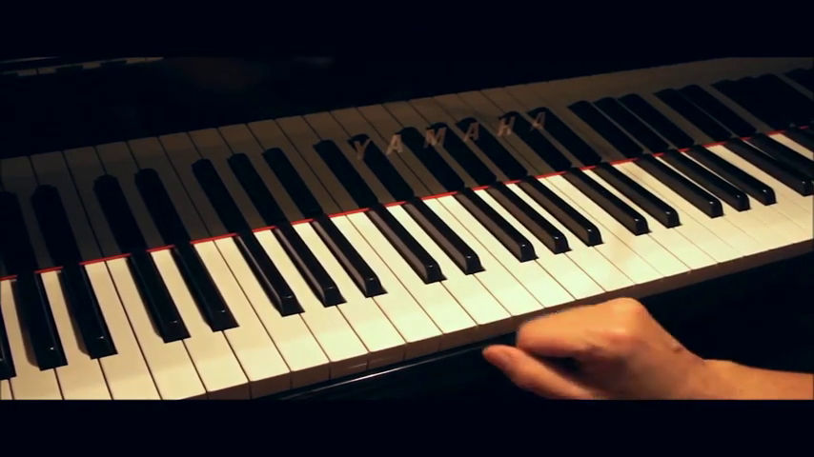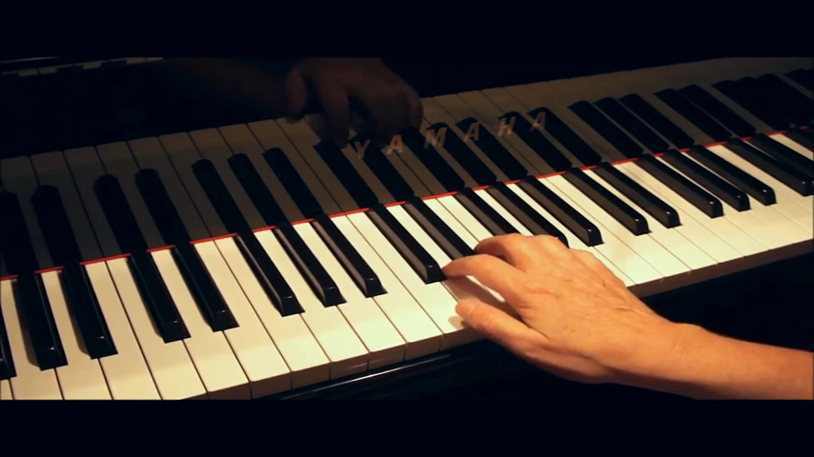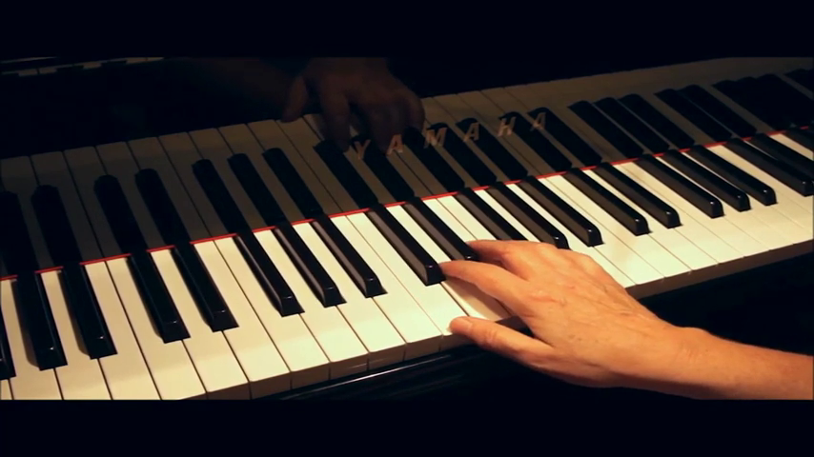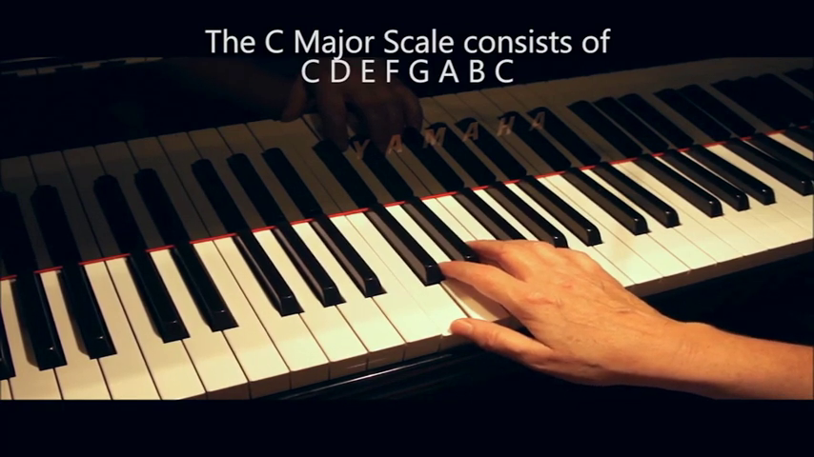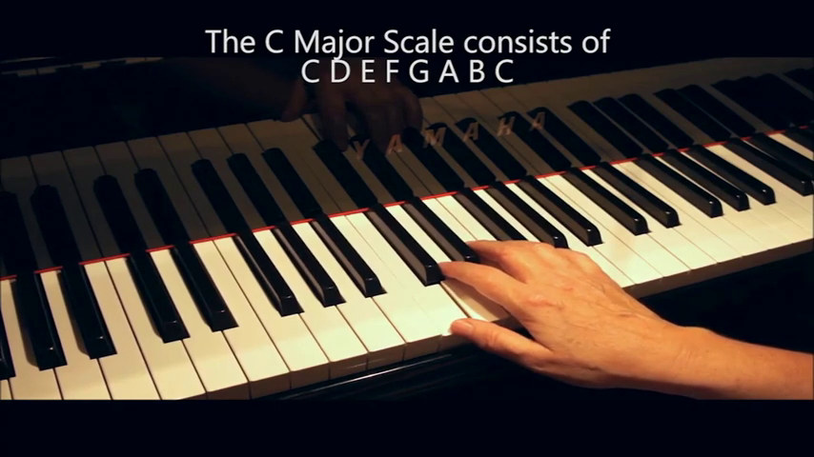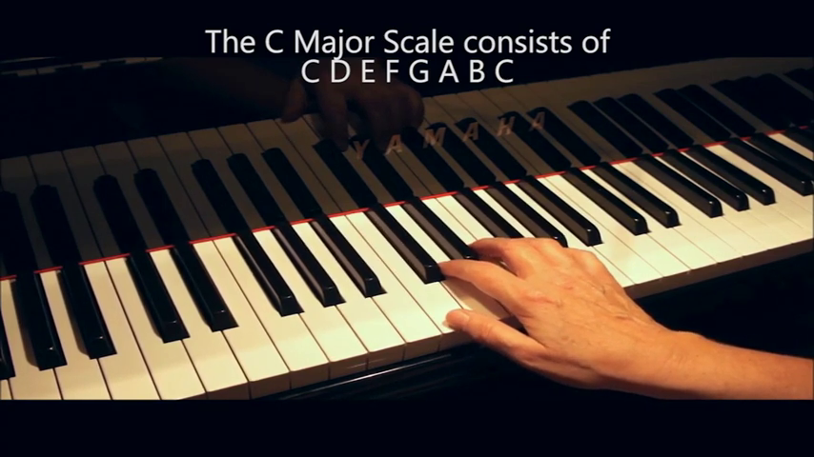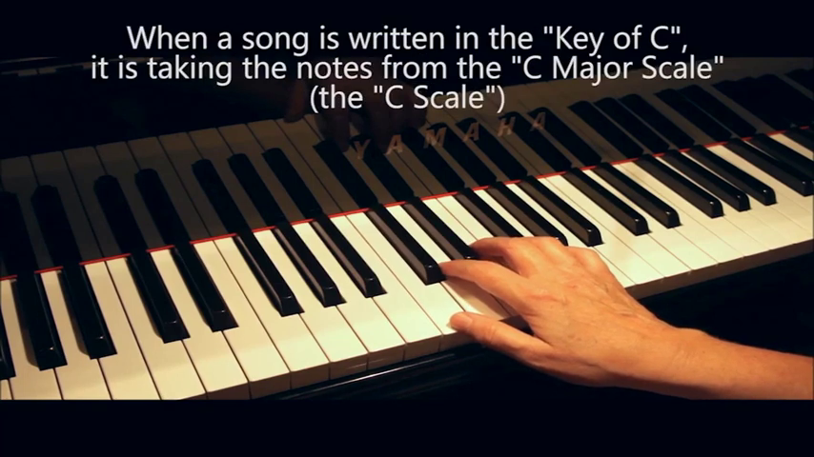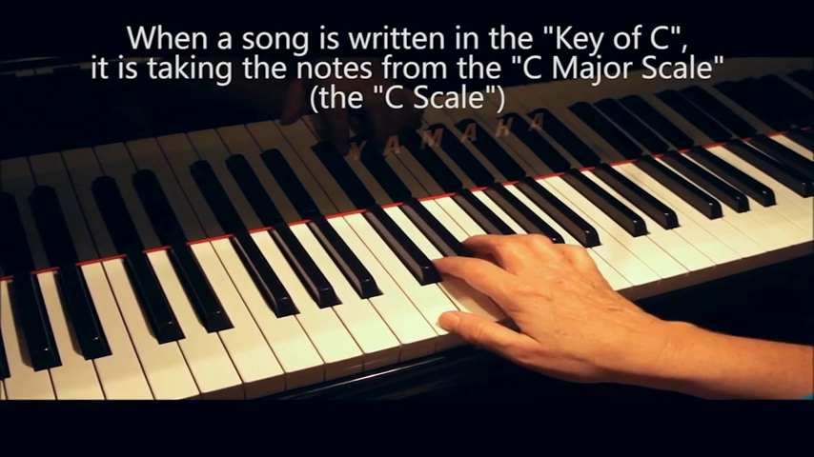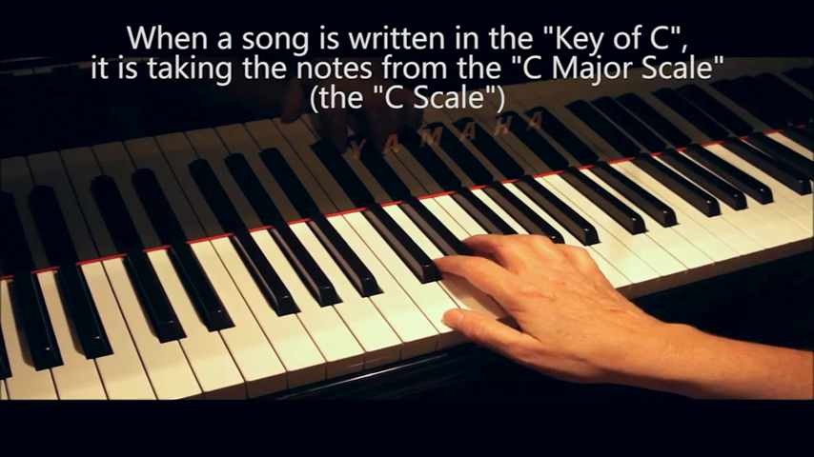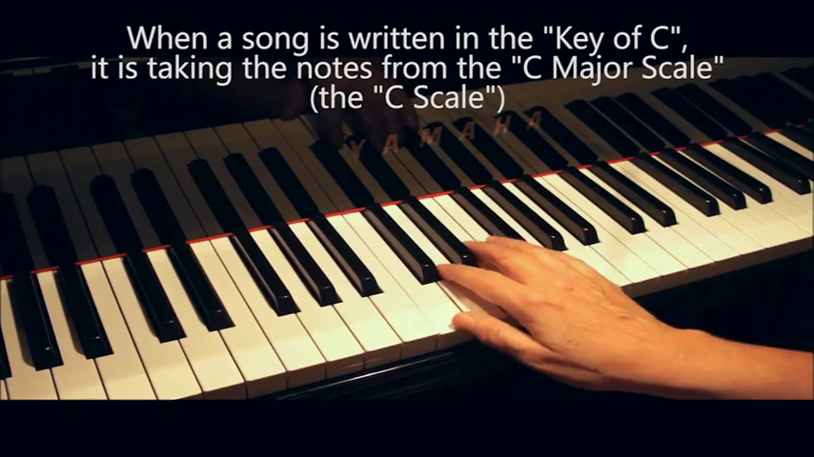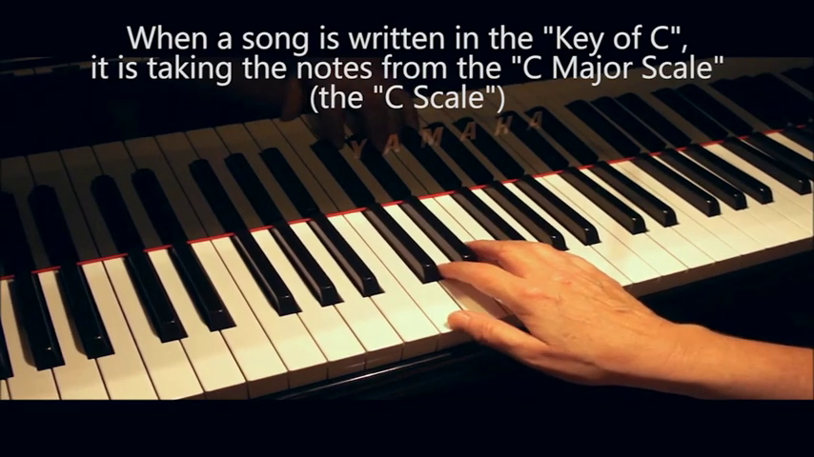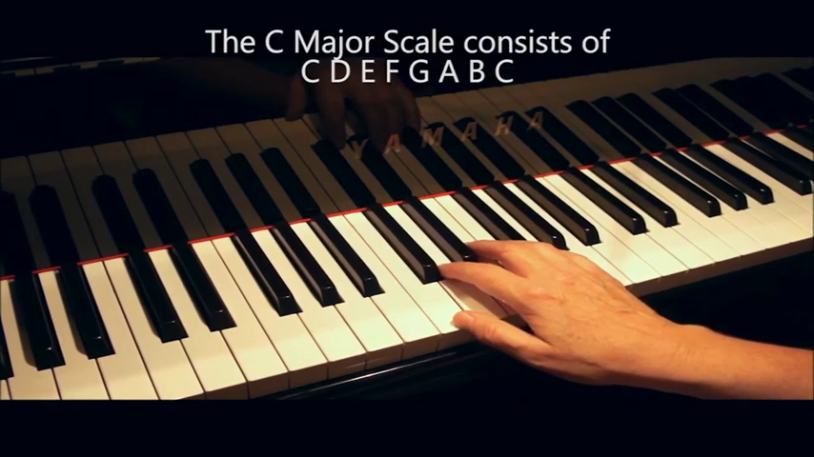So basically we're going to start with the C scale. The first note of the scale is C, which is why it's called the C scale. And when you talk about something being written in the key of C, that means the song is taking the notes from that particular scale. So if something's written in the key of C, it means it's taking the notes from the C scale to create that song.